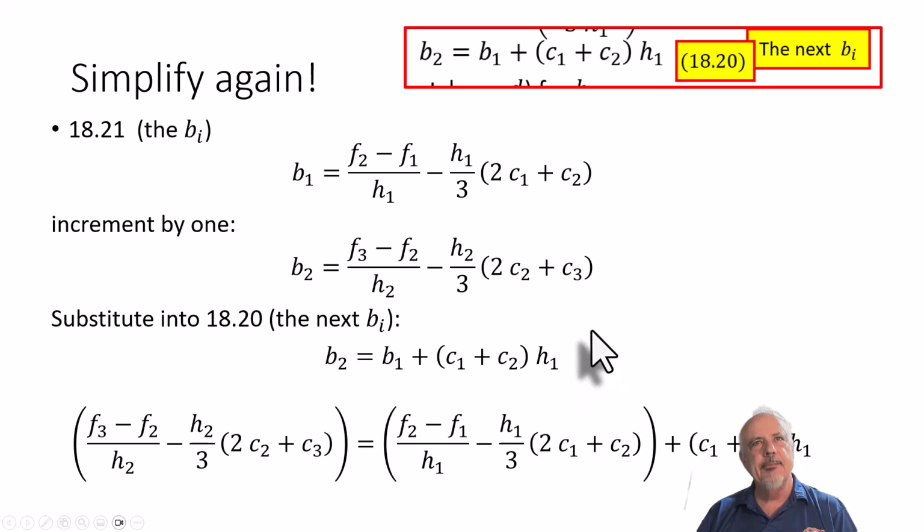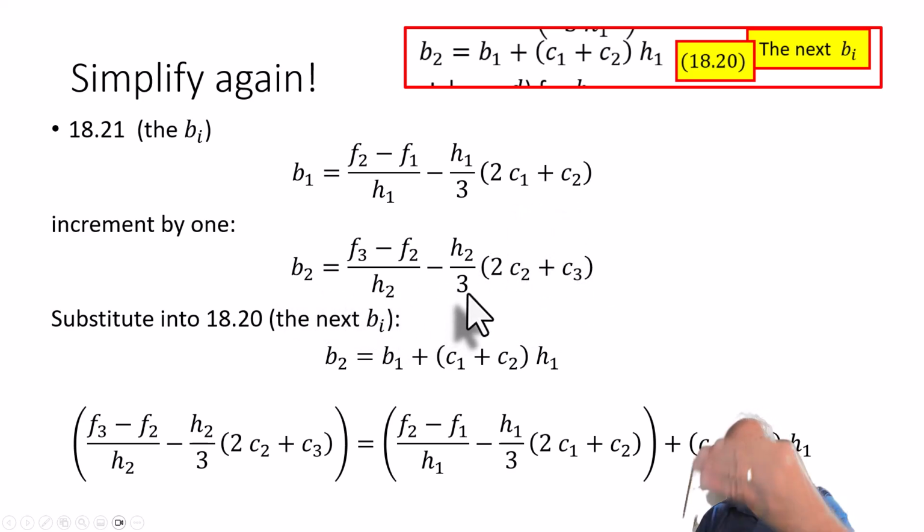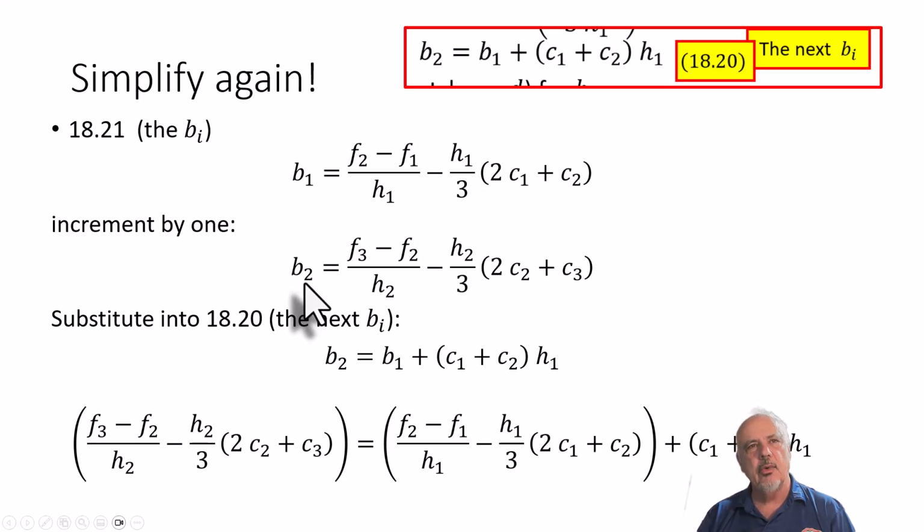Okay, so I take 1821, the BI equation, and I increment it by 1. I take everything, increment whatever number I had, right? So C1 goes to C2, C2 to C3. So I've got the next, incremented version of the BI equation.